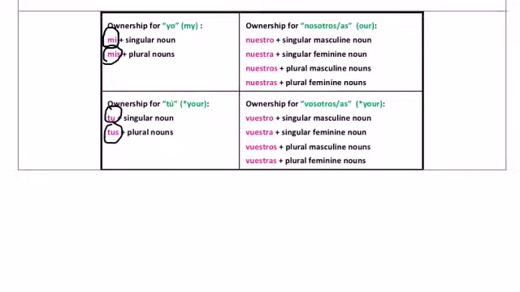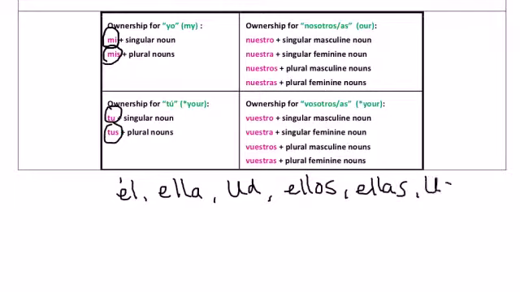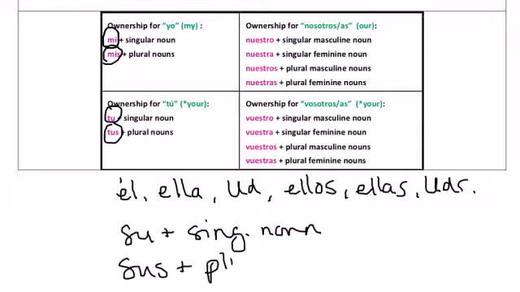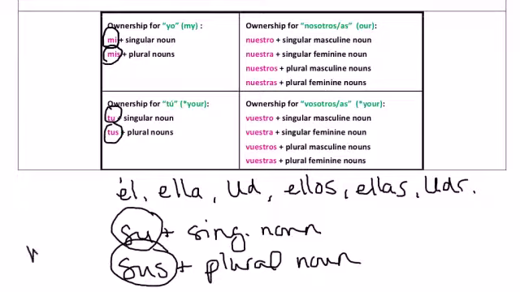When we are talking about ownership for él and ella and usted, and also ellos and ellas and ustedes, we use su plus a singular noun, or we use sus plus a plural noun. And that will be on your notes, but it didn't appear on the video, so I apologize for that. So we have su and sus that agree only in number for these subjects, él, ella, usted, ellos, ellas, ustedes.